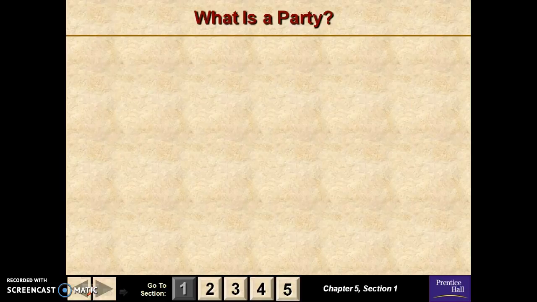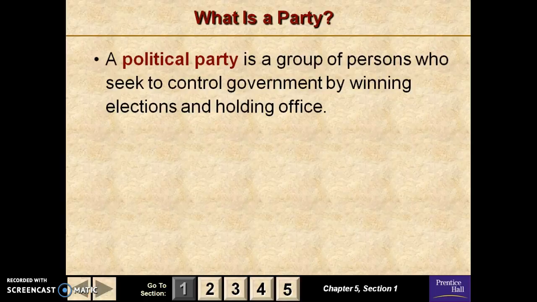What is a political party? Now this one might surprise you a great deal, as most of us believe that a political party is a group of people that are out there trying to run government based on the similar beliefs that we have as individuals. A political party, in fact, here in the United States is a group of persons who seek to control government by winning elections and holding office.